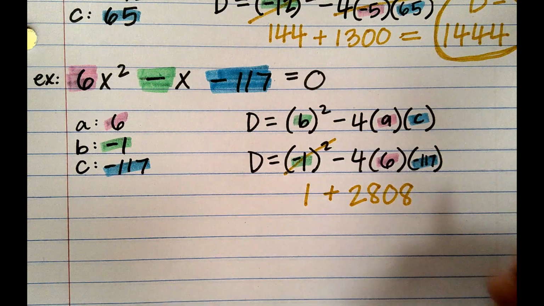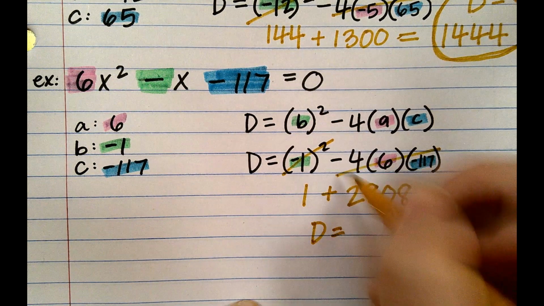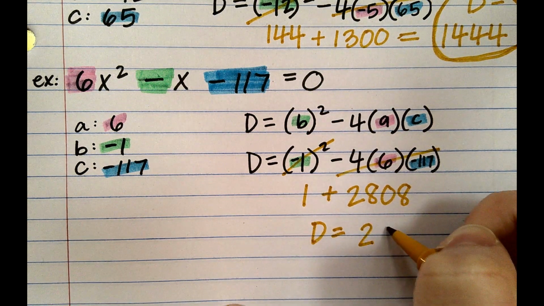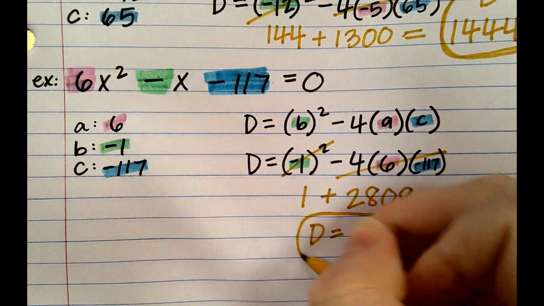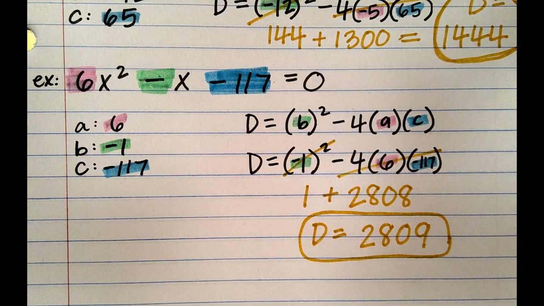So what's our discriminant? 2,809. Yes. Now we just add 1 plus 2,808 and we get 2,809. There you go. Now, this probably feels like, okay, we got a discriminant. I don't even know what that means, though. We're going to move towards understanding what that means next.